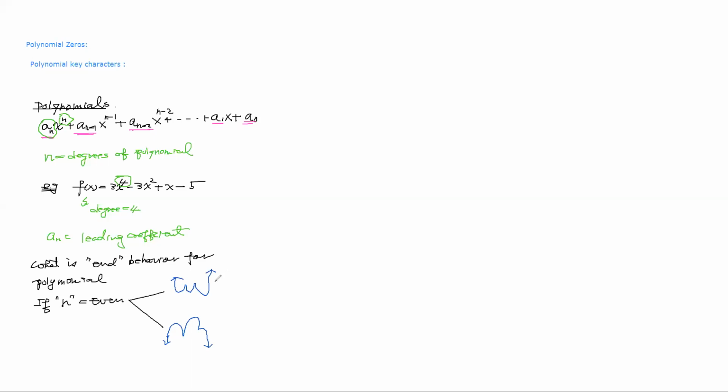So how do I decide whether both go up or both go down? It depends on the leading coefficient. If your leading coefficient is greater than 0, then both ends go up. If your leading coefficient is less than 0, then both ends go down. All right? The next case: if n is an odd number, then the graph also goes to be like this.